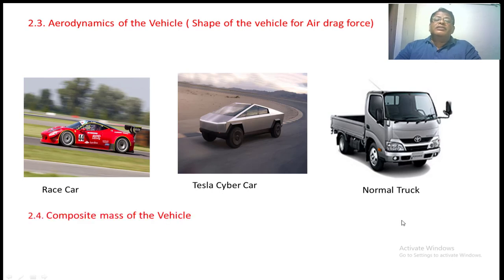Next, composite mass of the vehicle. The vehicle consists of different components. Collectively, how much is the mass? If the vehicle is lighter, then it has a high acceleration. If the vehicle is very bulky, then it has a lower acceleration.